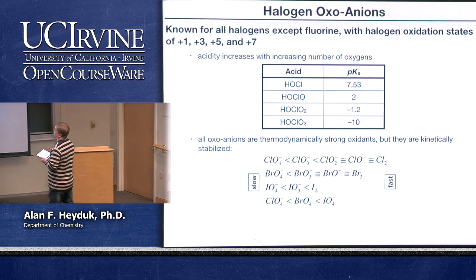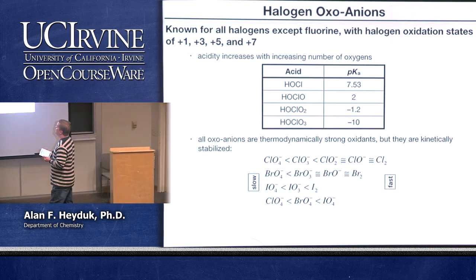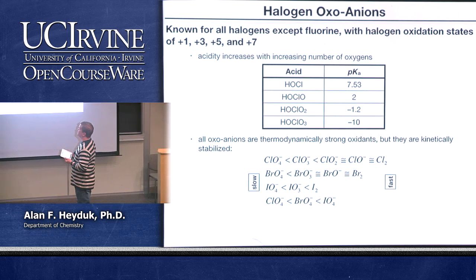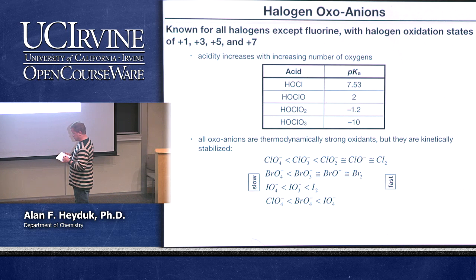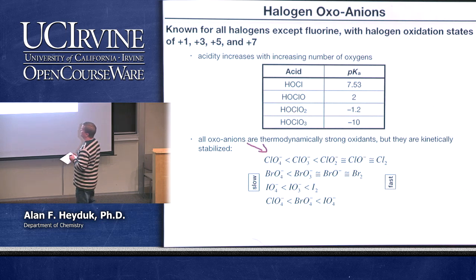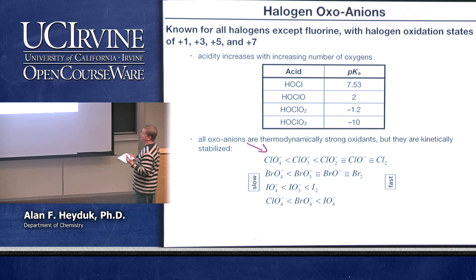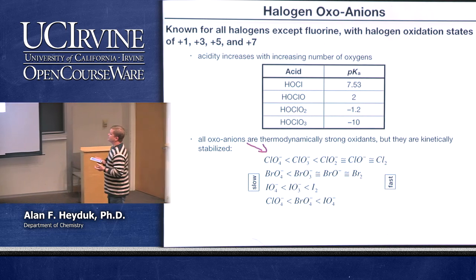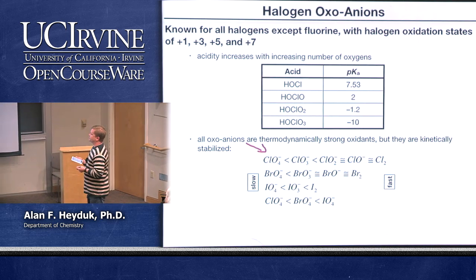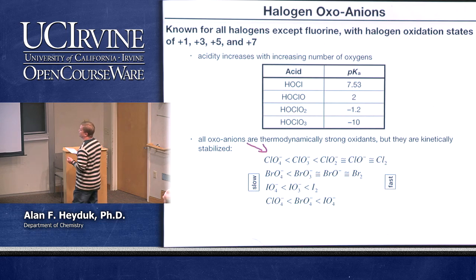So all of these are very strong oxidants, but they have different kinetic stabilities. So the most oxidizing thermodynamically is probably perchlorate. Okay, it's chlorine in the +7 oxidation state. It's got 4 oxygens. Yes, it's got 1 minus charge, but that's still chlorine +7.